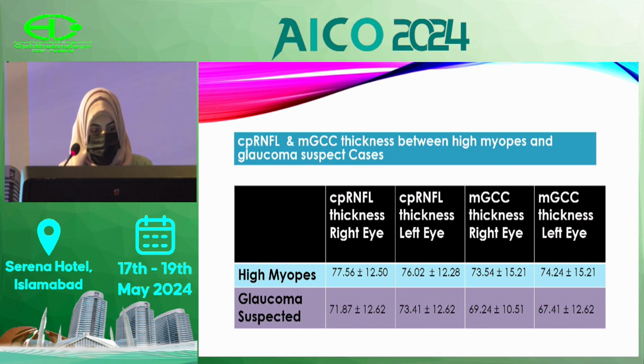This is a comparison of both high myopes and glaucoma suspect cases. 77 is the first criterion, and in glaucoma suspects 71. Same for MGCC thickness: 73 in high myopes and 69 in glaucoma suspect cases.